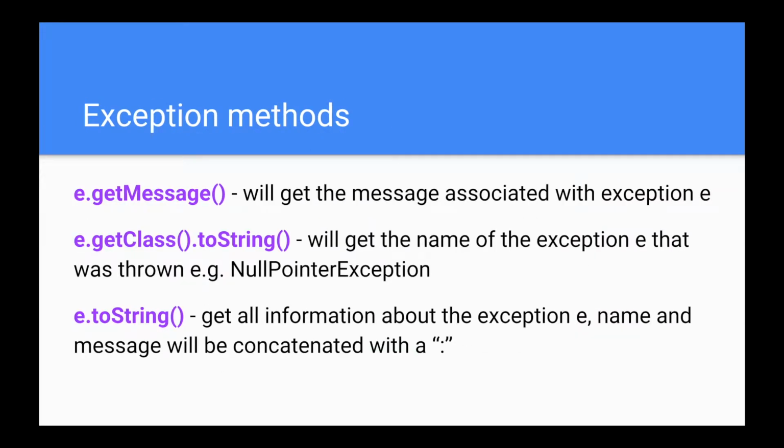Exception methods. There's e.getMessage, which will get the message associated with the exception. There's e.getClass.toString, which will get the name of exception e that was thrown, for example, null pointer exception. And then there's e.toString, which will get all the information about the exception e, the name and the message, and so the name and the message will be concatenated with a colon.